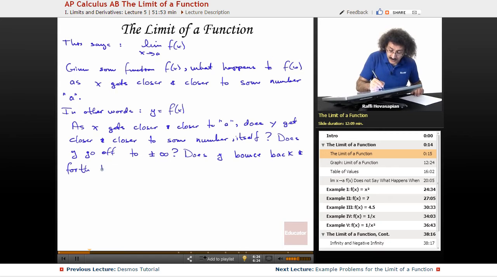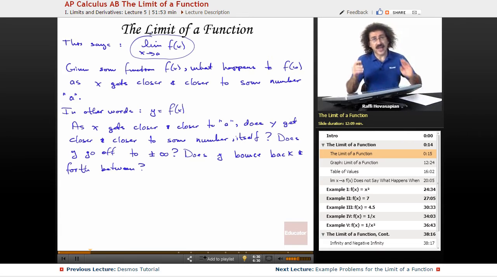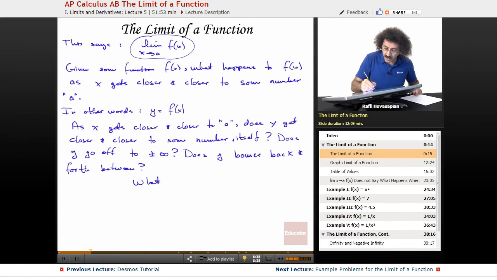Back and forth between two numbers? So what does y do? That's what we're asking. That's what this symbol says. As x gets closer to some number, what does f of x do? In other words, what happens to y? What happens to y? As it turns out, all three of these things happen.